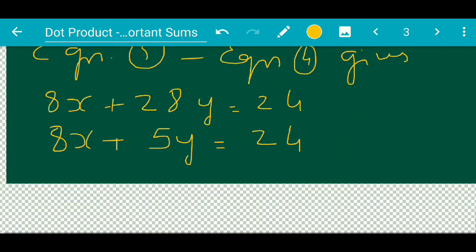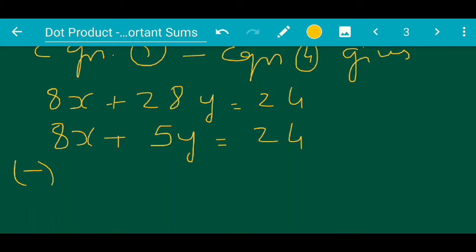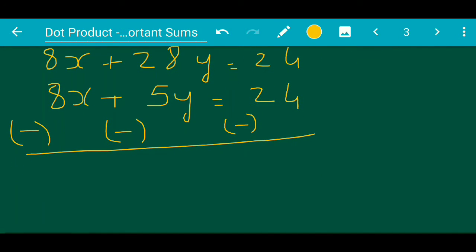You know that when we subtract, we change the sign. This is all you have learnt in your lower classes. And thus we are going to get minus 23y, 8x goes away. So 23y is equal to 0. Therefore, we get y as 0.